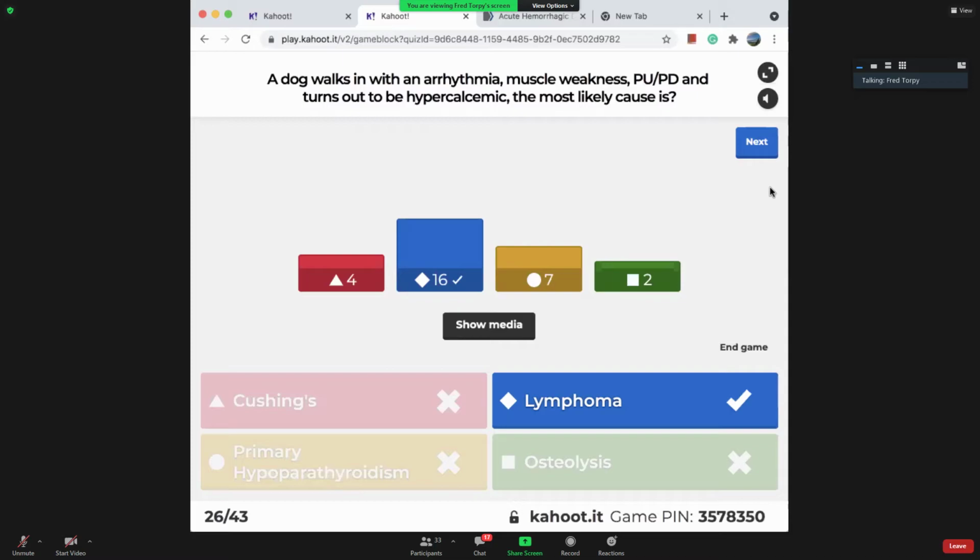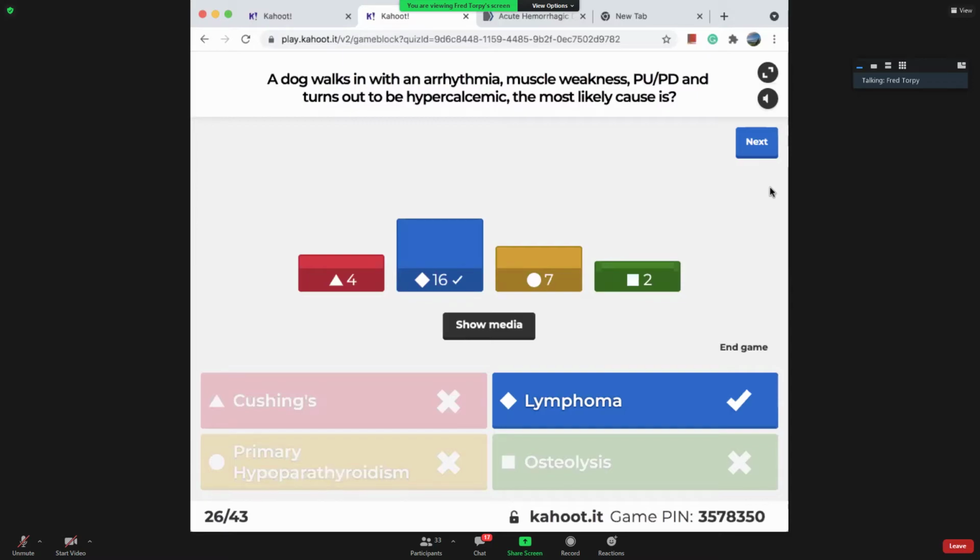Does anybody remember the mechanism of that? Have you guys learned that yet? So neoplastic cells, and lymphoma very commonly does this. There are some other cancers that do this somewhat commonly. It's called a paraneoplastic effect, but some lymphoma cells will produce parathyroid hormone related peptide, which acts like parathyroid hormone and overstimulates the release of ionized calcium and all that.